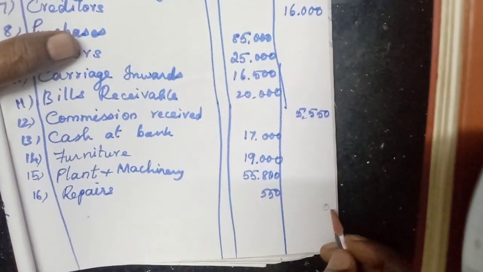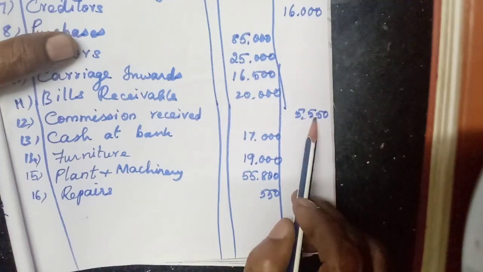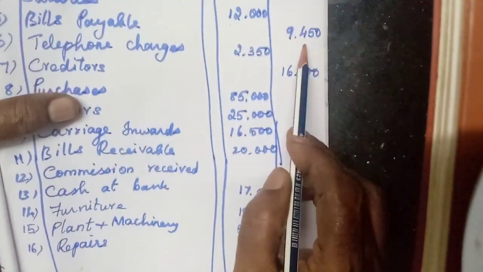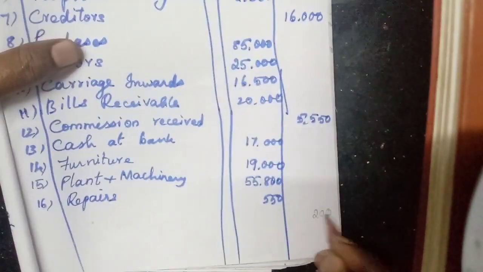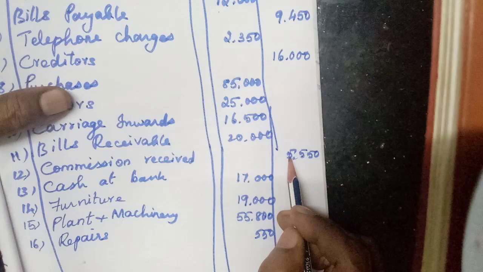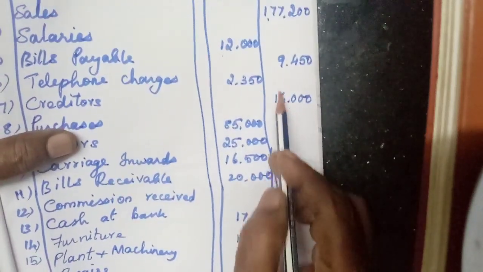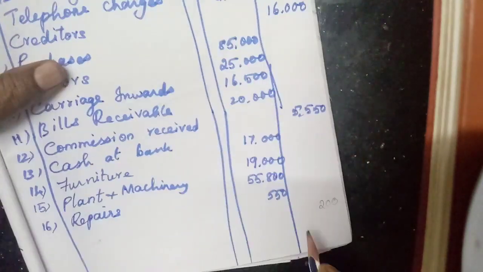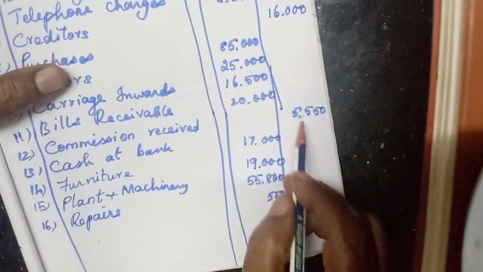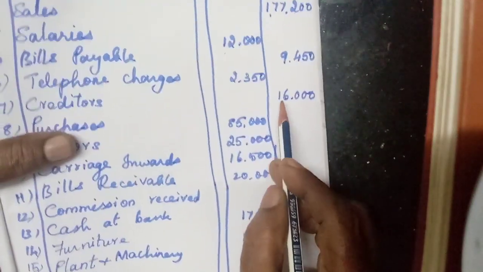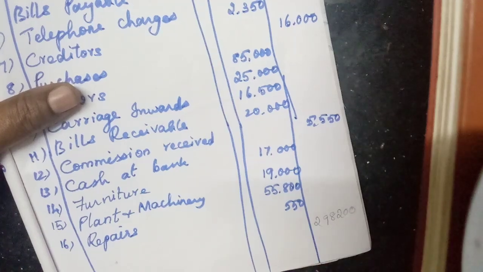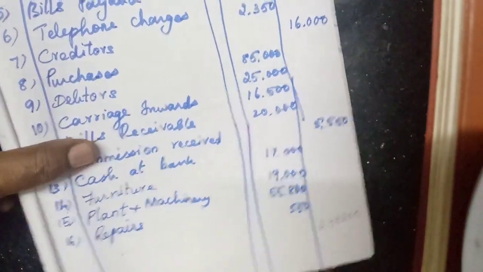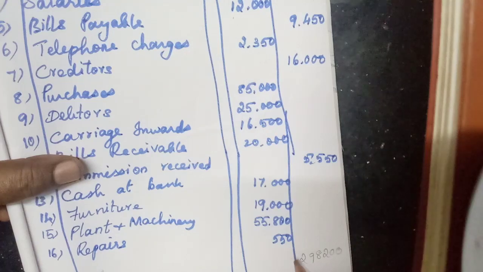0, 5 plus 5, 10, balance 1, 6, 10, 12, okay, 12, balance 1, 6, 12, 21, 28, balance 2, 3, 10, 19, balance 1, 2. 2,98,200. Now this debit column.